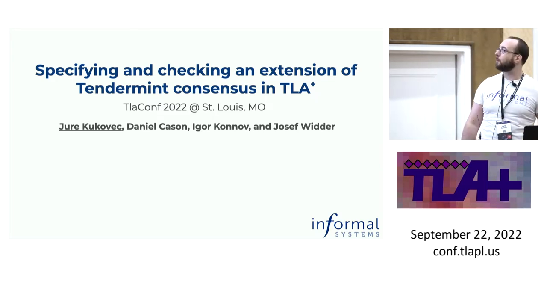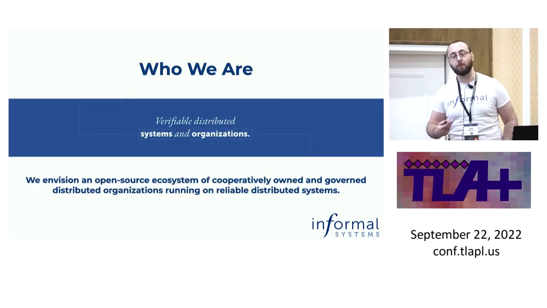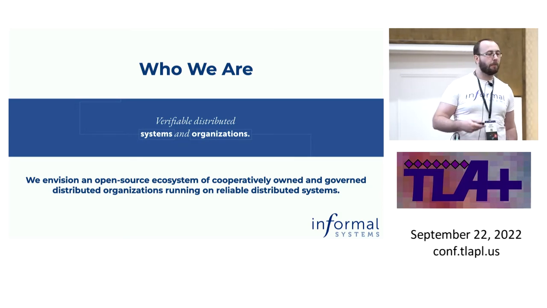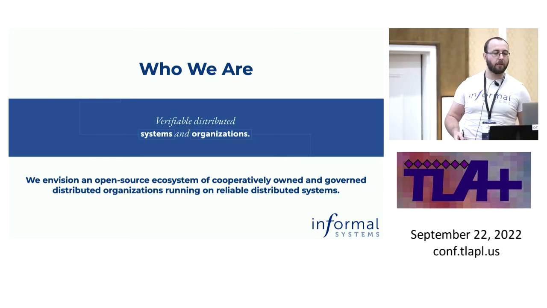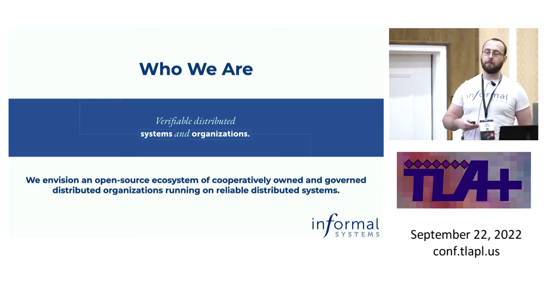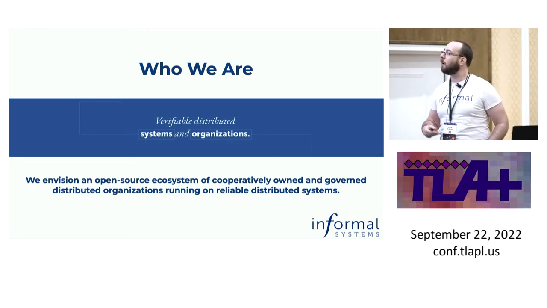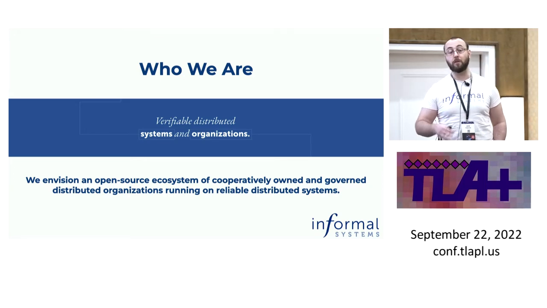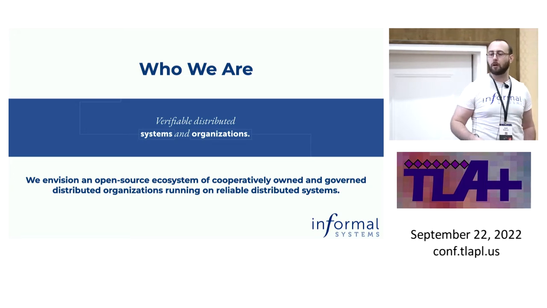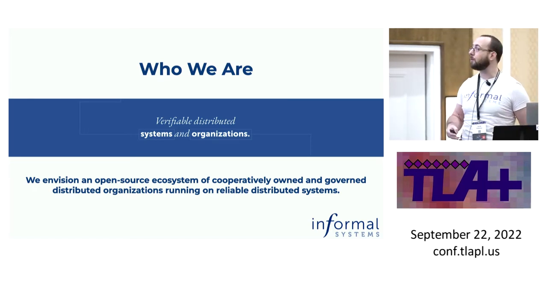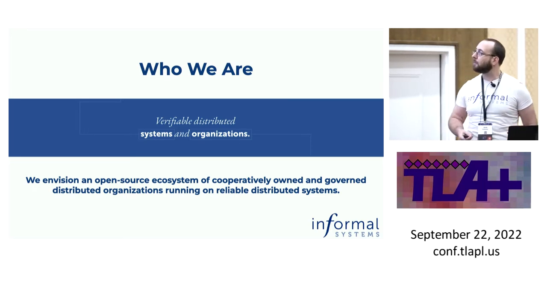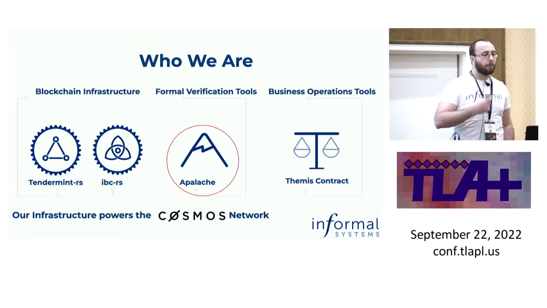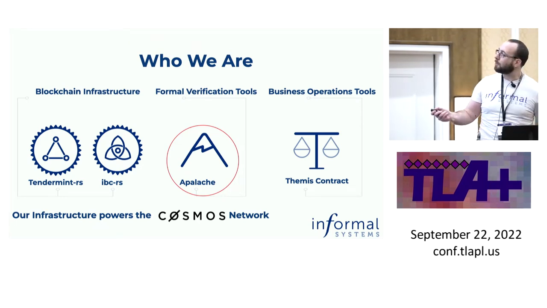All right, so without further ado, I'm going to start with a brief description of Informal Systems, like a PR spiel. So what are we? We're a lot of things. Among other things, we are a group of people who are concerned with open source stuff in the blockchain ecosystem. So one part of the company, the part I'm with, we develop open source tools like Apalache and some other things I'll mention later in the talk. Another part of the company are people who work in the Cosmos ecosystem and develop blockchain-specific things, algorithms, tools, you name it.